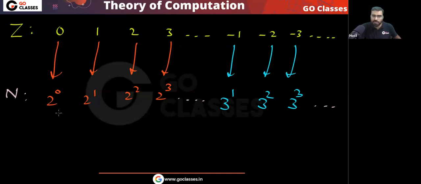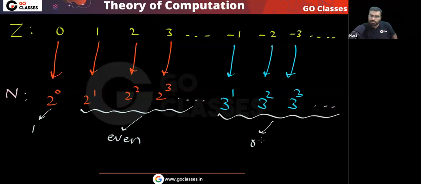For example, this is 1. All these will be even, all these will be odd. Are any two images the same or not? Agree? Yes or no? So this is the point.